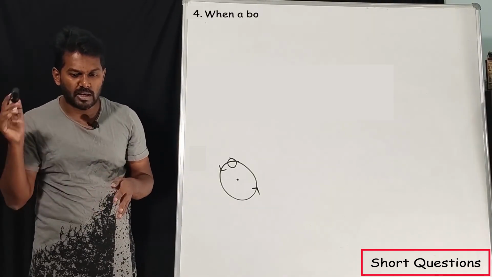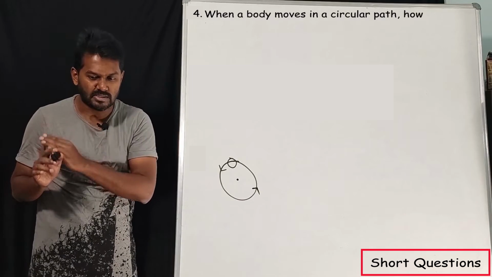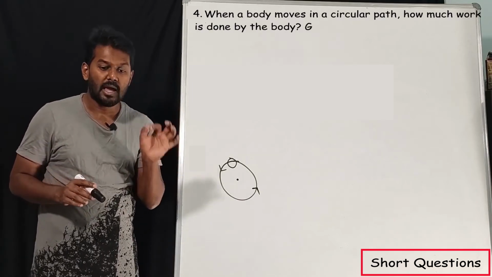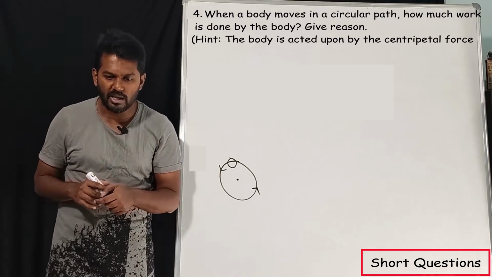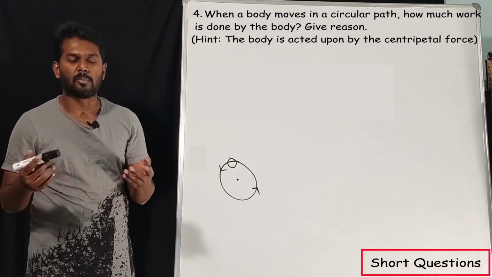When a body moves in a circular path, how much work is done by the body? Give reason. They have given one hint also: the body is acted upon by a centripetal force.